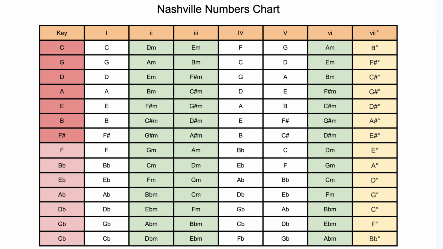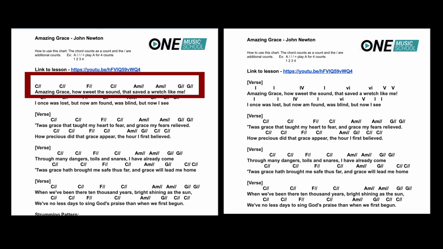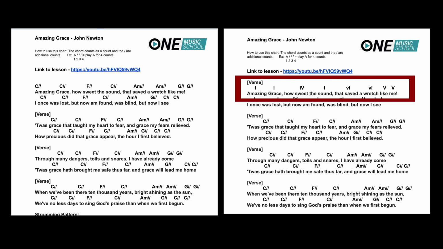Simply put, it's a method for notating chords in a way that's universal, regardless of the key you're playing in. Instead of writing out chords like C, G, A minor, F, we use numbers 1, 4, 5, and 6. Each number corresponds to a note in the key you're playing. Sounds simple, right? Let's break it down.